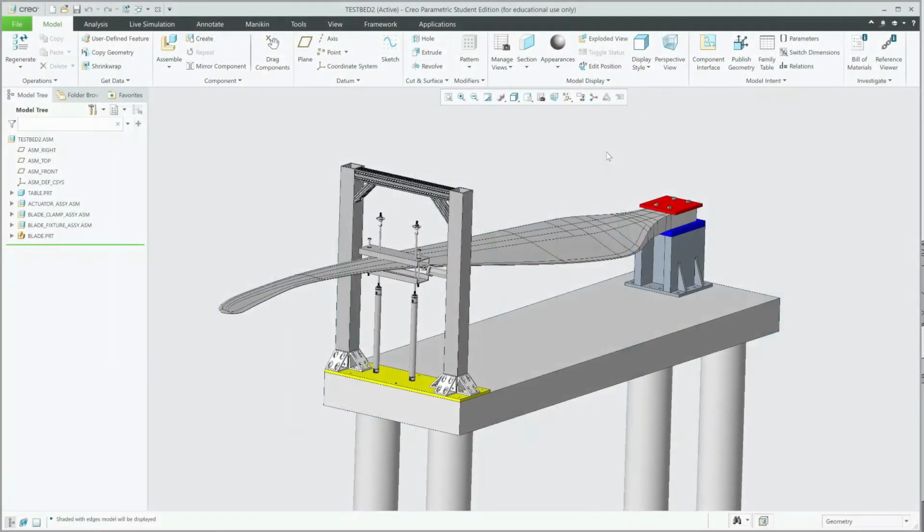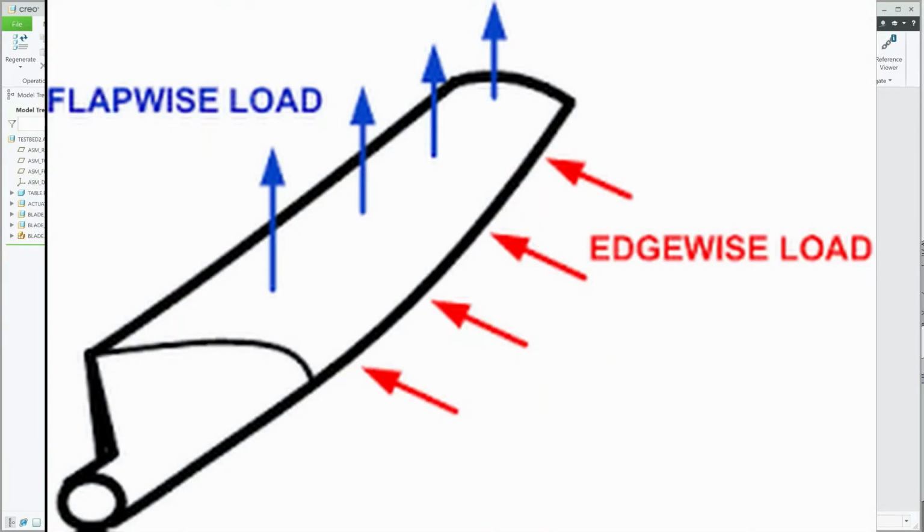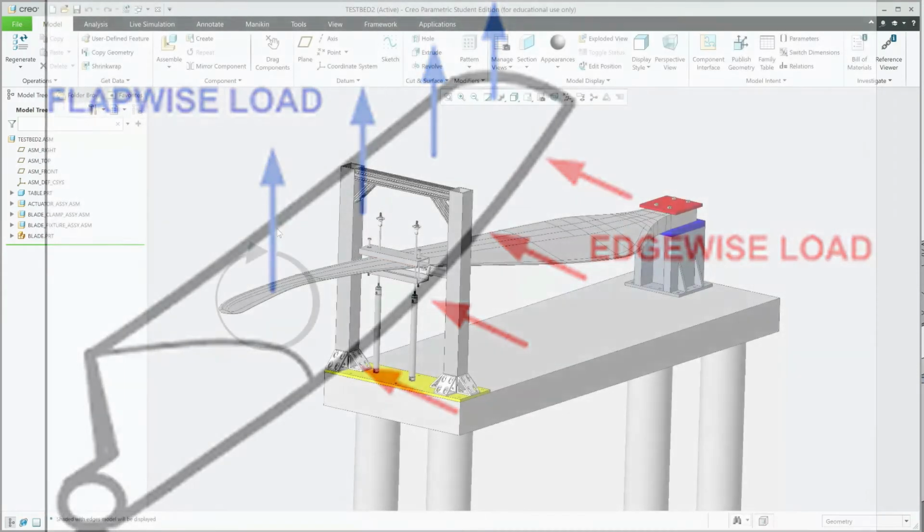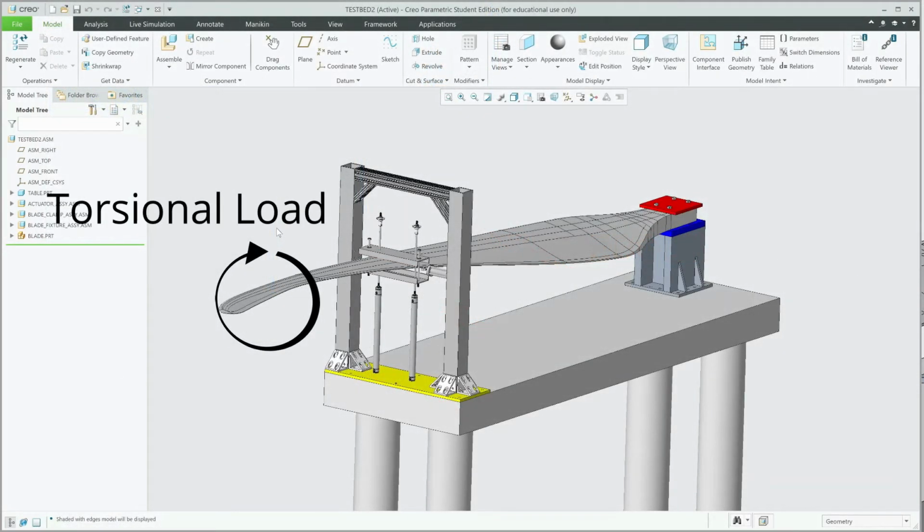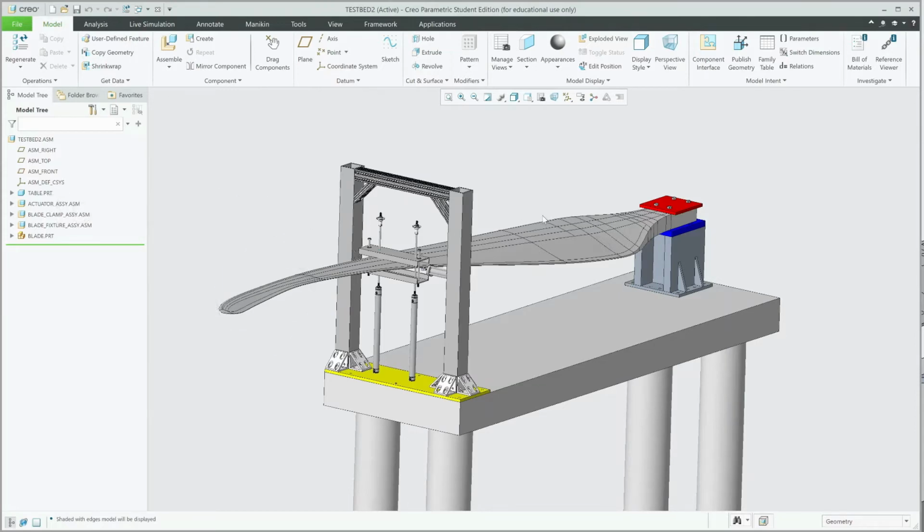So next we're going to talk about Testbed 2, which our client wanted us to design, but he wanted to wait until a later date to build and fabricate the final design. So we have the final CAD model of the design that we're going to show you. The purpose of this testbed is to put flapwise, edgewise, and torsional loading on the blade, and then measure the strain and displacement of the blade with those forces applied.